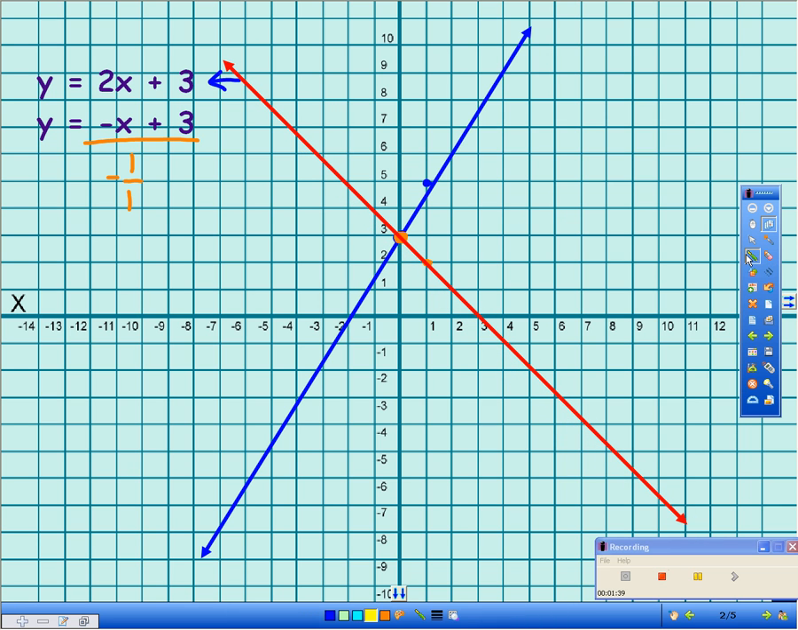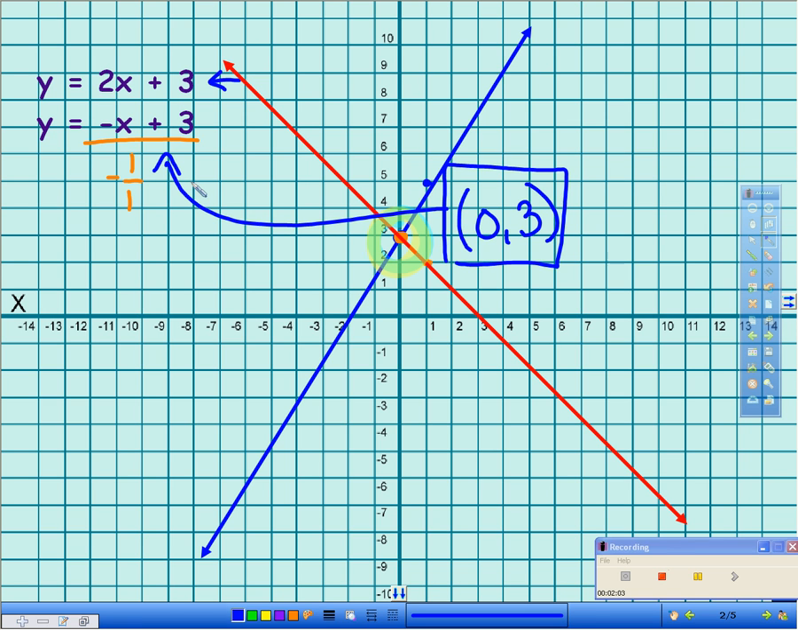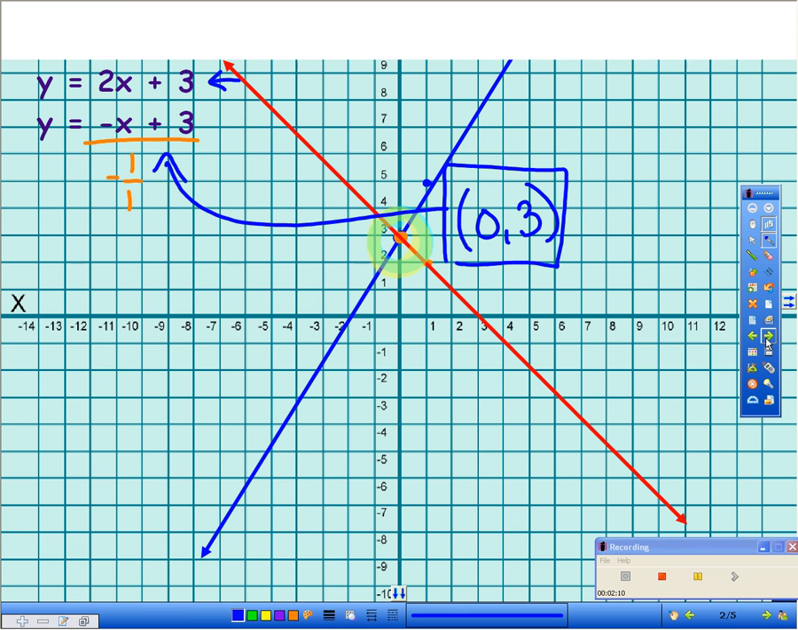I'll try to get the highlighter to work here. As you can see, the solution is where they meet and cross, and the solution to this problem is going to be (0, 3). What that means is this ordered pair would work in both of these linear equations. It would come out to be true in both of them. And that's the solution.